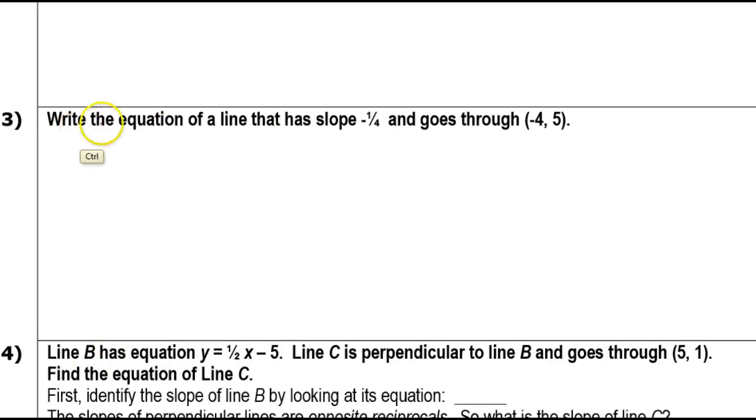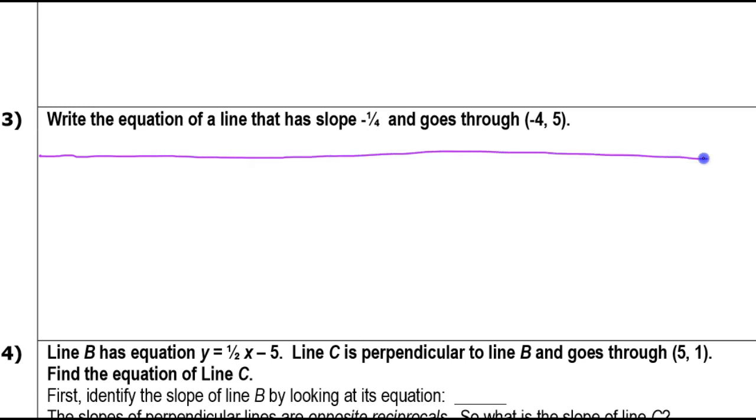Problem number 3. Write the equation of a line that has slope negative 1/4 and goes through the point negative 4, comma 5. So they're giving us the slope and a point. So once again, I'm going to use my chart method. All right, this time it looks like they left me enough space that I can do it right here.